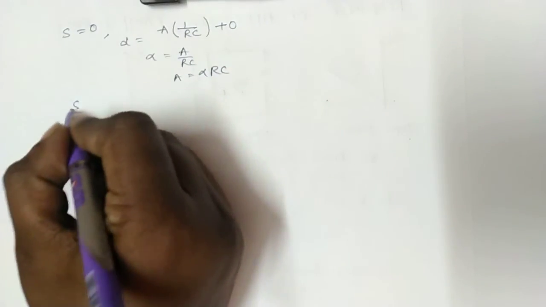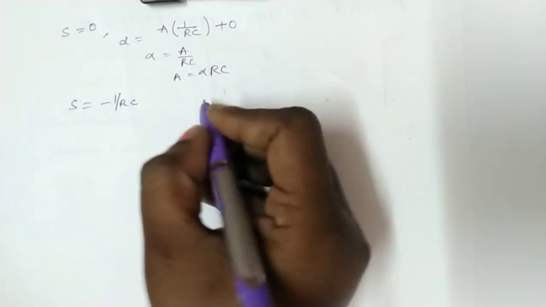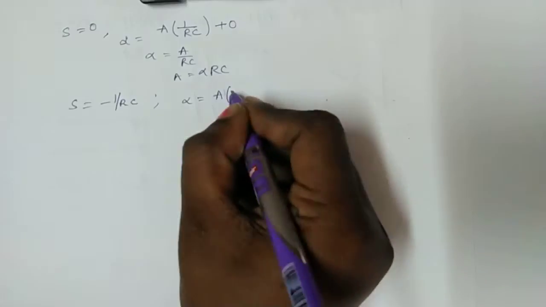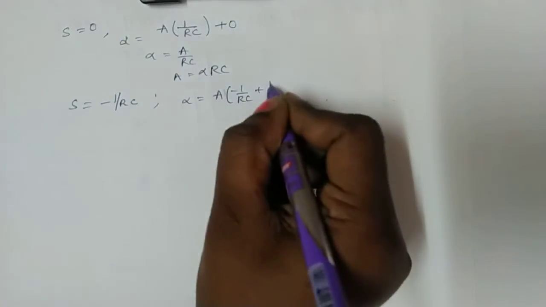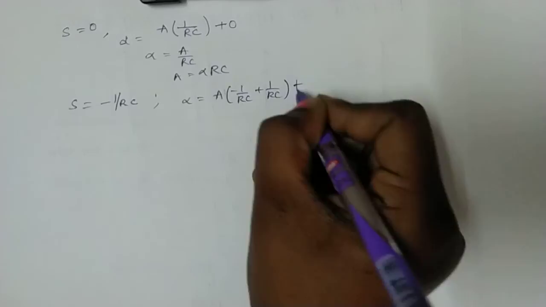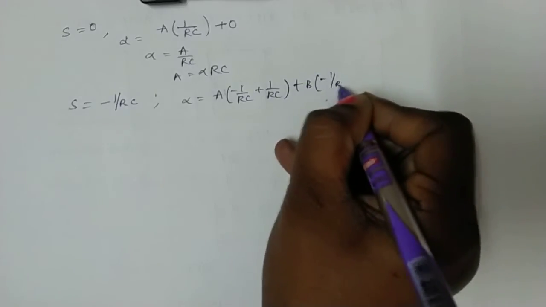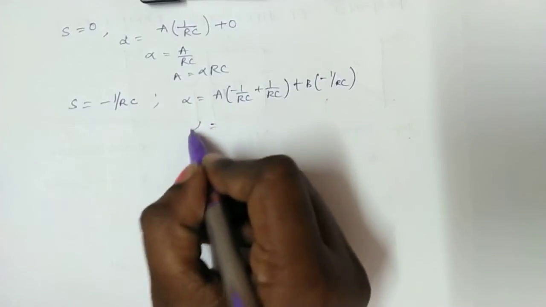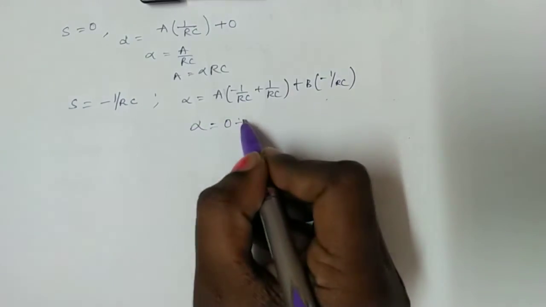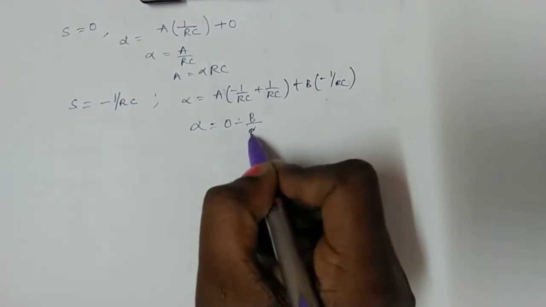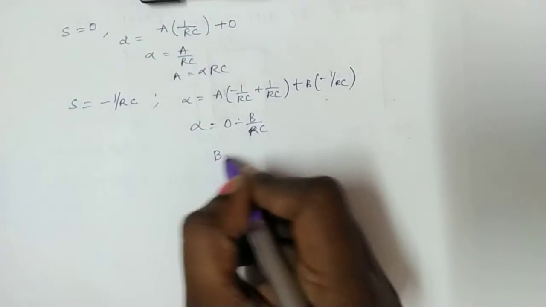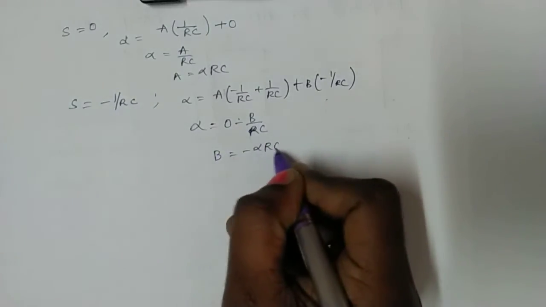Similarly, substitute S equal to minus 1 by RC. Then alpha equals A into minus 1 by RC plus 1 by RC plus B into minus 1 by RC. In this expression we get alpha equals 0 minus B by RC. So B equals minus alpha RC.